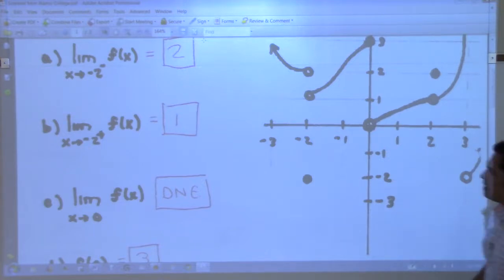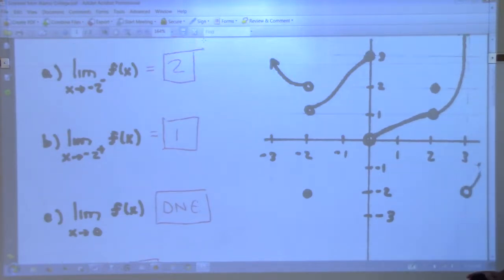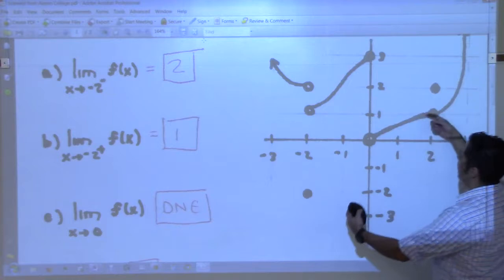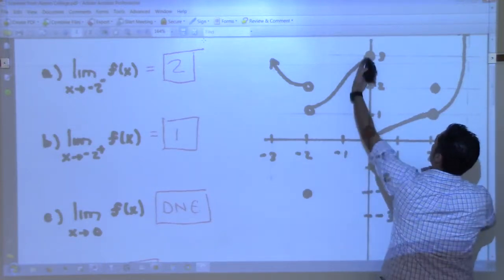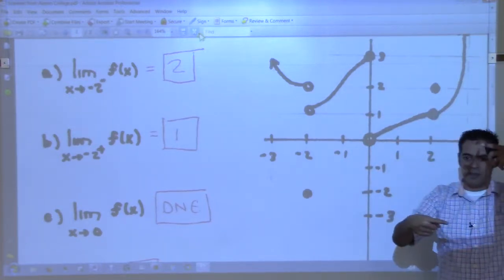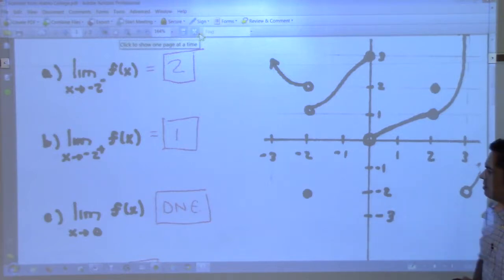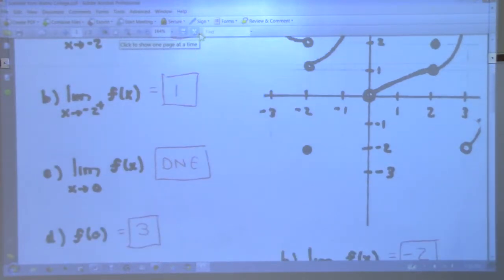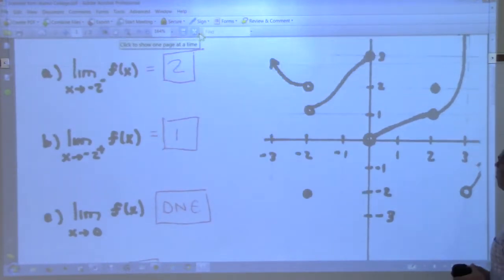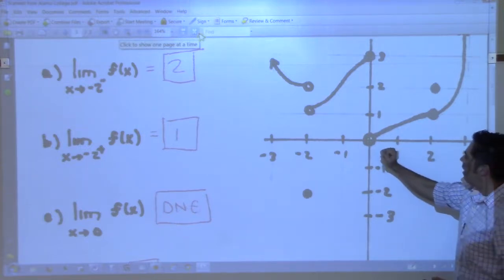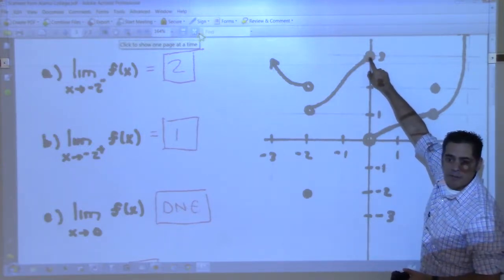Part C, what is the limit as x approaches 0? It does not exist because, from here's 0, from the left you're headed there, from the right you're headed here, different places. Does not exist. Number 7, what's f of 0? Well, f of 0 is wherever you have a solid dot at 0, and that's 3.